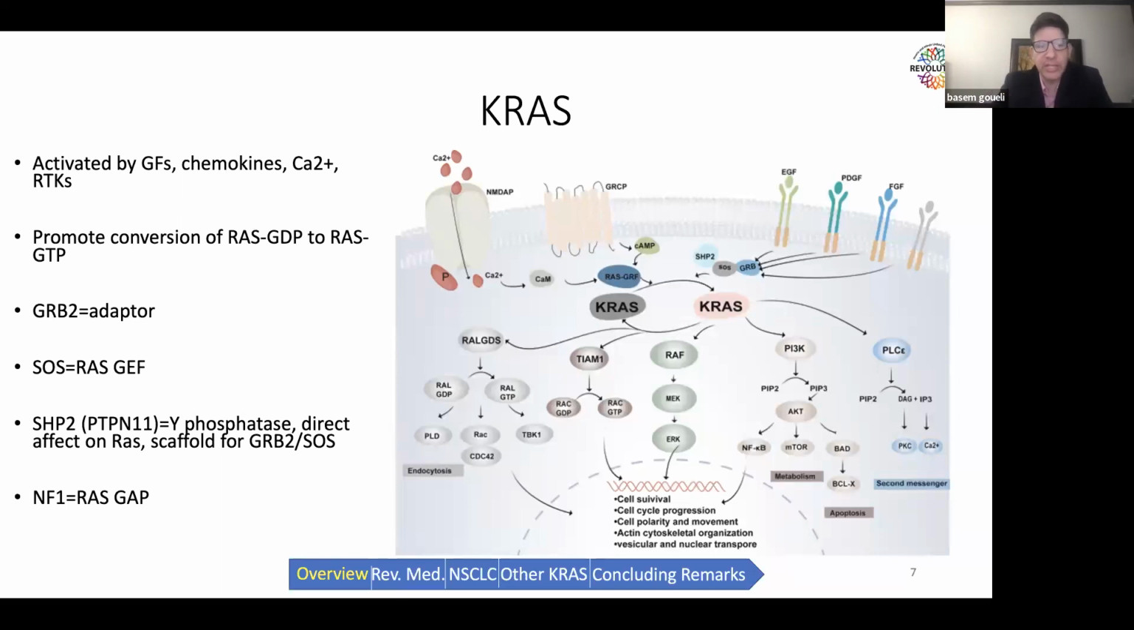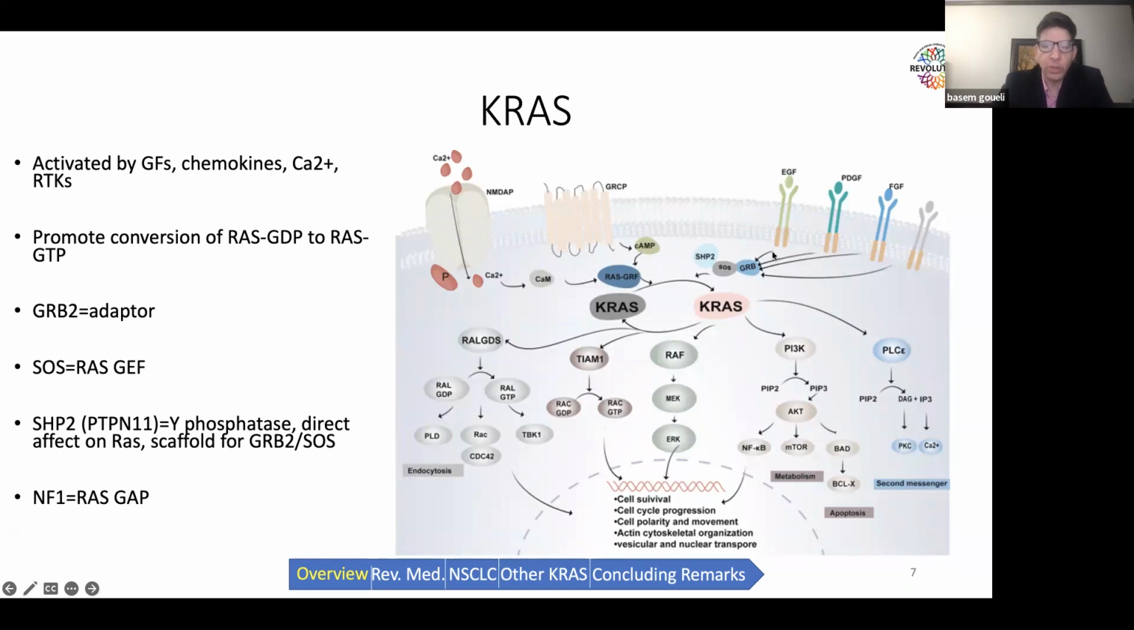KRAS, as you know, is activated by growth factors, chemokines, calcium, receptor tyrosine kinases, and all of these different activating pathways essentially promote conversion of RAS GDP to RAS GTP. What we often think about is the receptor tyrosine kinases, whether it's EGFR, PDGFR, FGFR, HER2 or VEGFR. When you get activation of the protein by the ligand or through mutation with constitutive activation, you get homo or heterodimerization of the receptor tyrosine kinase.